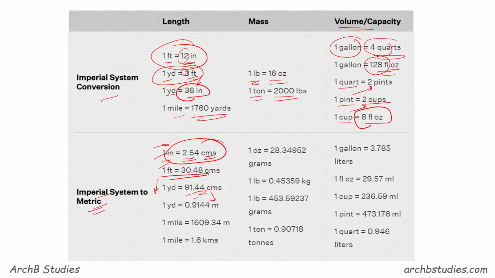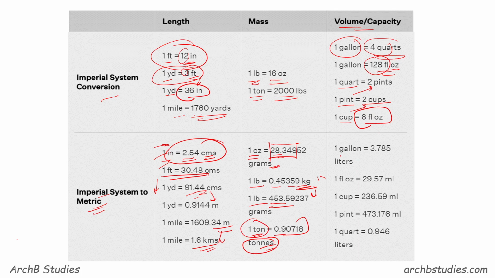1 mile is equal to 1609.34 meters. You can also say 1.6 kilometers. For mass, we have 1 ounce equal to 28.34952 grams. You can take this, that is enough. 1 pound is equal to 0.45359 kg, and if you convert this into grams, multiply by 1000, you will get grams. Similarly, 1 ton is equal to 0.9071 tons. This is the metric ton, this is the imperial ton.